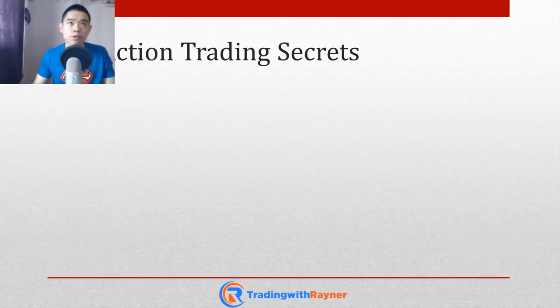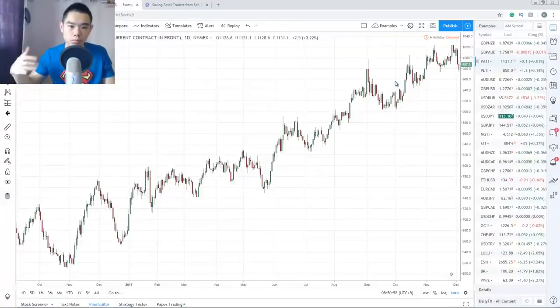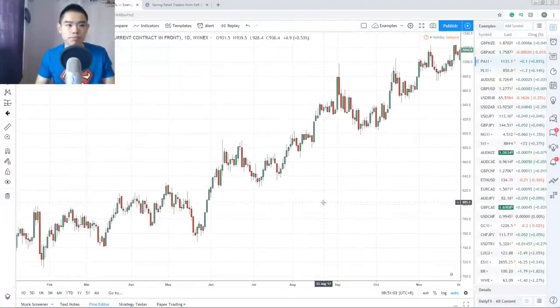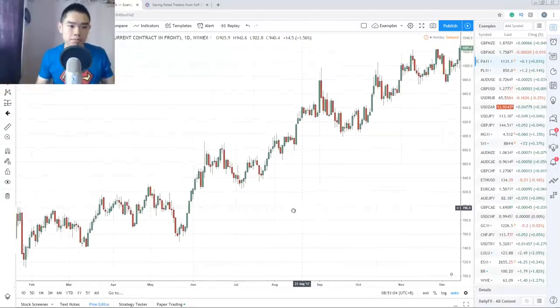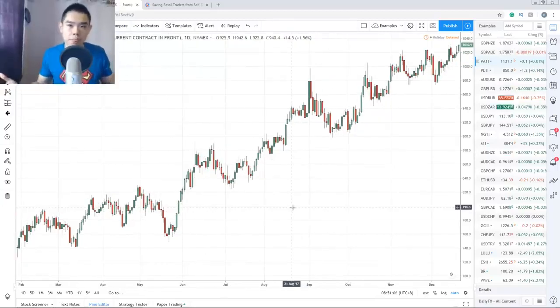So we'll start off with simple examples, and then we will move progressively into a little bit more complex ones. If you look at this chart, the daily time frame of palladium, let me ask you, what is this stage of the market? Chances are you'll say it's in an uptrend, right? An advancing stage.